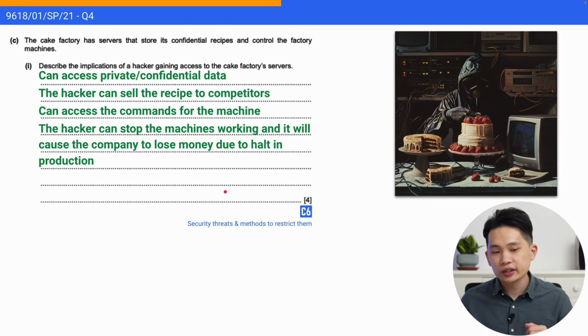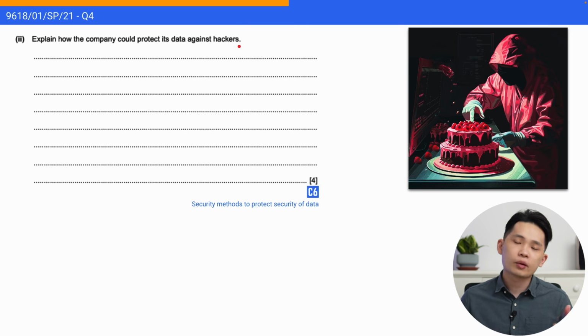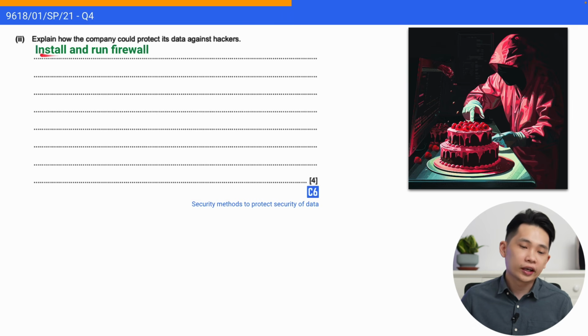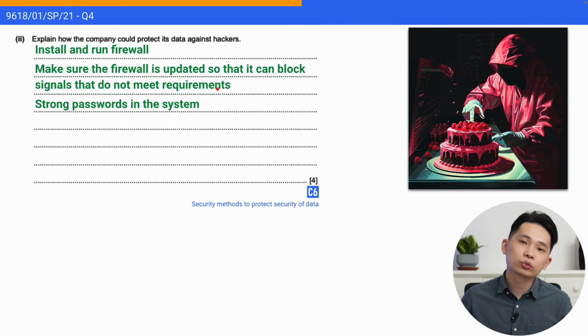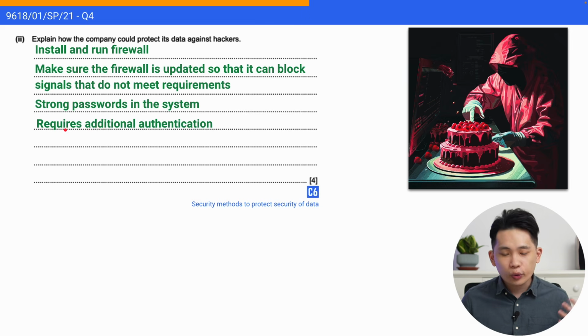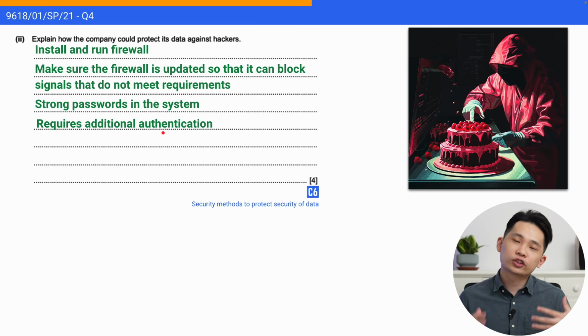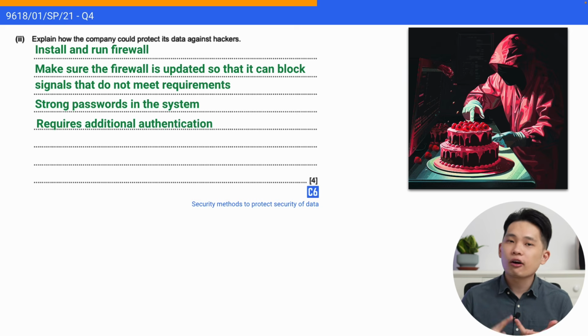And then now let's look at the next question here. Explain how the company could protect its data against hackers here. So this is pretty simple here. First of all, you can just write install and run a firewall, and then make sure the firewall is updated so that it can block signals that do not meet requirements. And next will be a strong password in the system. So this is a typical answer for this kind of question. And finally, we can write requires additional authentication. So for example, it needs to verify your login through email, SMS, or facial recognition.